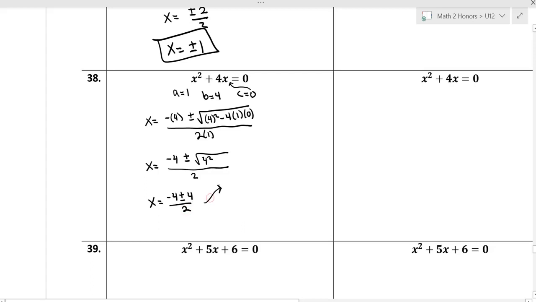I'm going to split this up into two cases, negative 4 plus 4 over 2, and negative 4 minus 4 over 2. In the first case, we get 0 over 2, which is 0. In the second case, we get negative 8 over 2, which is negative 4. So I got two answers. X is 0 and x is negative 4.